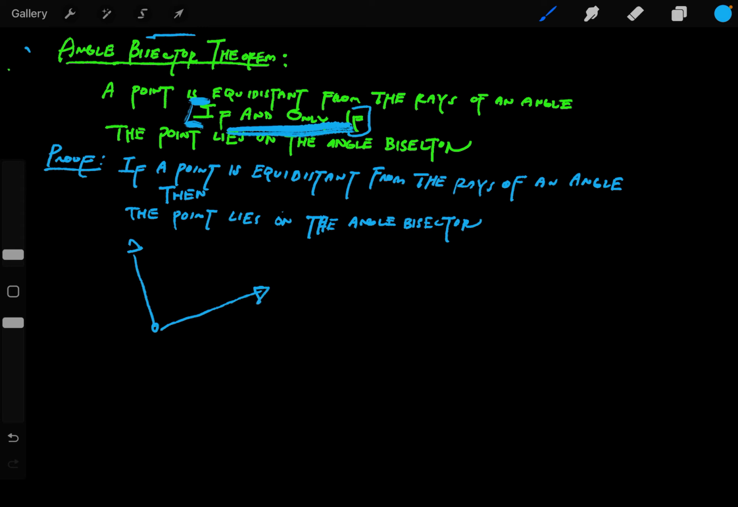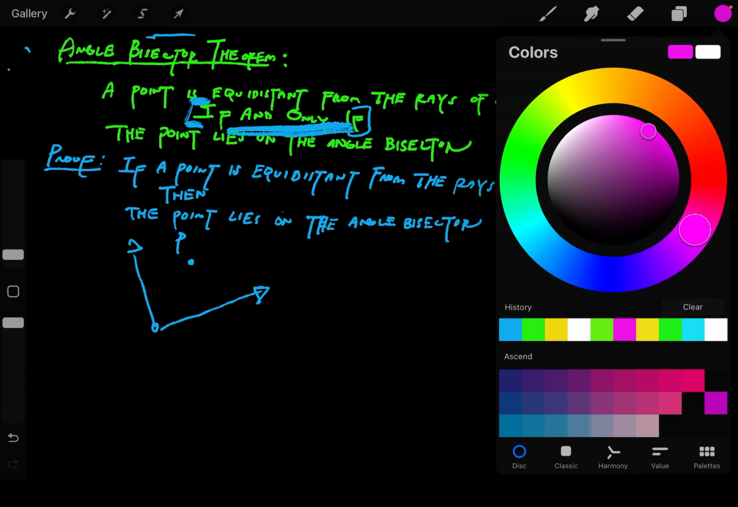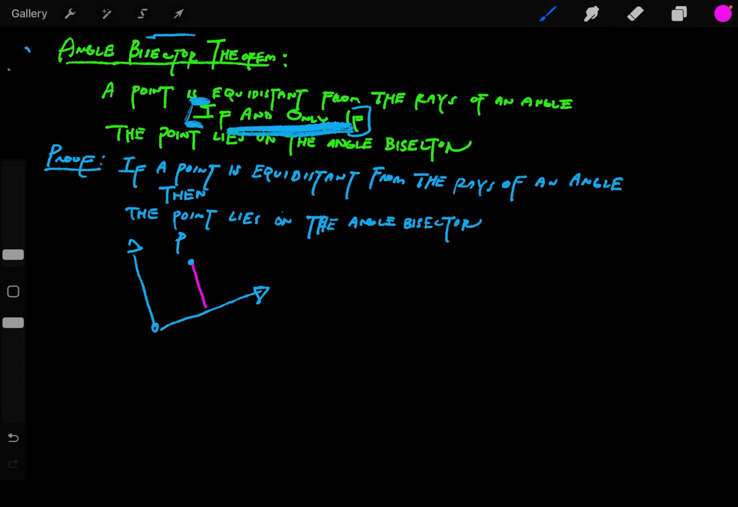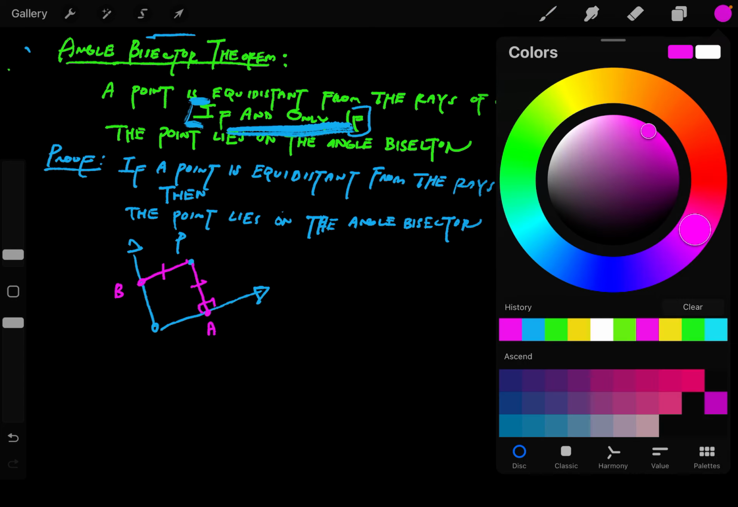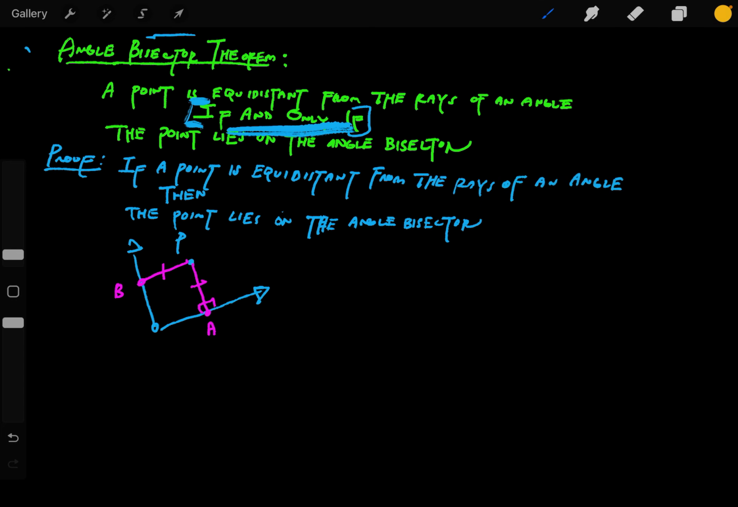And the point is equidistant from these rays. So let's say this is P. Okay, and the point, again, is equidistant from these rays. What you have is something that looks like this. This length, whatever you want to call it, say PA, is the same as PB. And what you want to prove basically is that this ray is the angle bisector of angle BCA, okay?